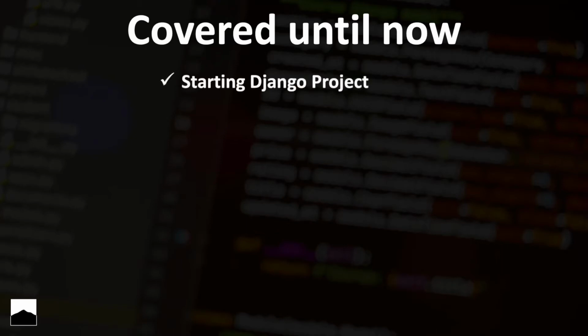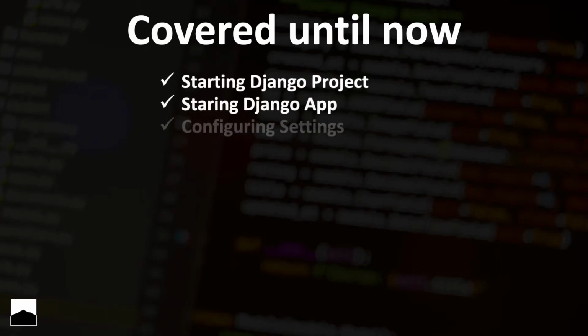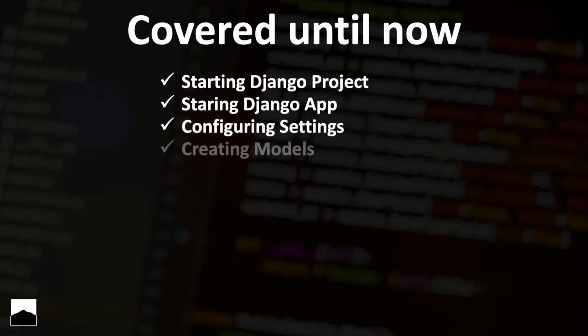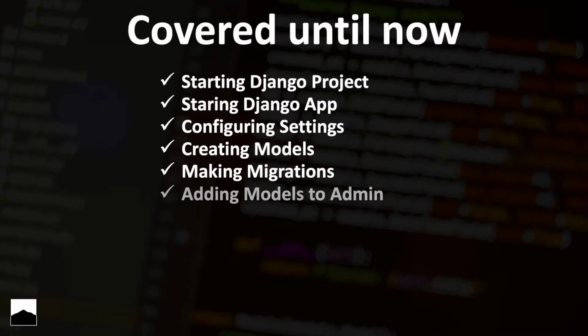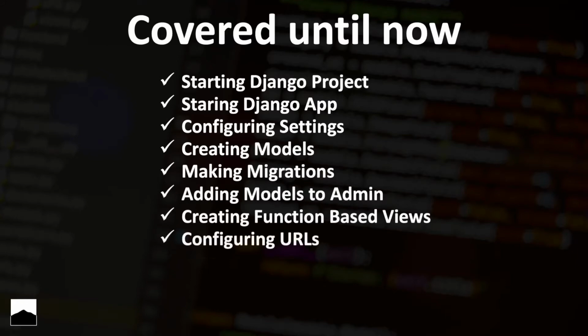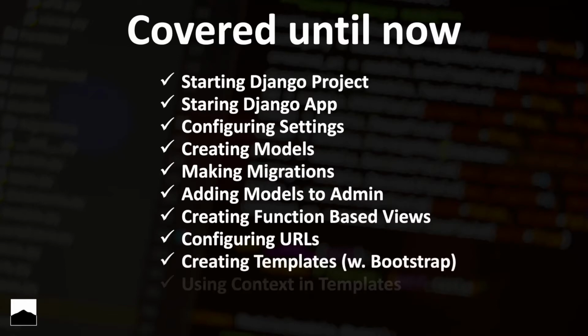Okay, folks, so I think it's a good time to recap what we covered up until now. So starting Django project, starting Django app, configuring settings, creating models, making migrations, adding models to admin, creating function-based views, configuring URLs, creating templates with Bootstrap, and using context in templates. So as you can see, it's already a pretty long list. So maybe let's go through that list in more detail.